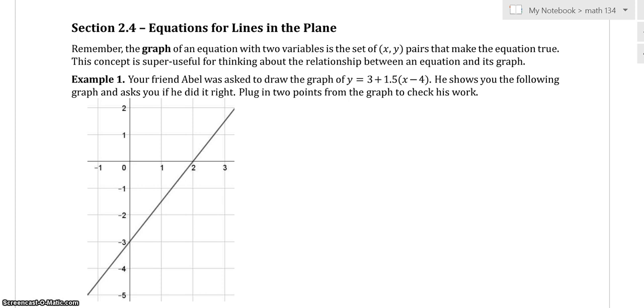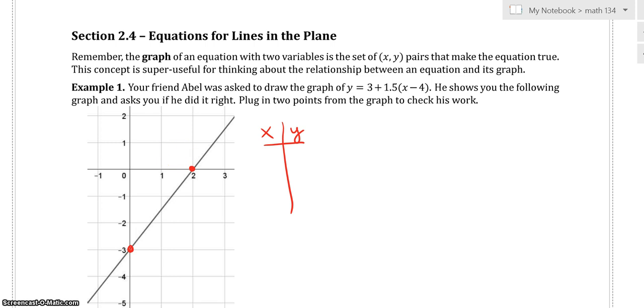It says your friend Abel was asked to draw a graph of this equation, y equals 3 plus 1.5 in parentheses x minus 4. He shows you the following graph and asks you if he did it right. So we want to check. Did he do it right? What we're going to do is plug in 2 points from the graph to check his work. I'm looking at this graph here, and really the only 2 points that are right on the cross marks are maybe this one and this one. So those are the 2 points that I am going to check.